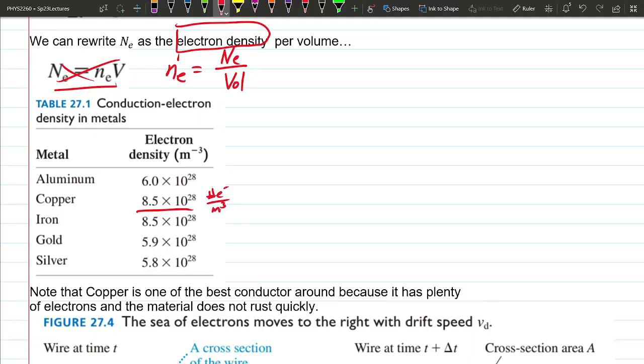So if you've got a big giant block of copper, that's going to weigh a lot, and you're going to have 10 to the 28 electrons inside that copper. Those are the conduction electrons, the ones that are free to move around. They're not bound to each of the individual nuclei. Gold is a little bit less. Aluminum is even less. So these are numbers on the order of 10 to the 28. There's a lot of electrons around.